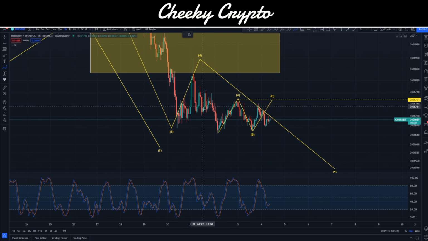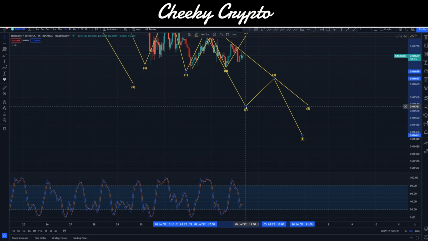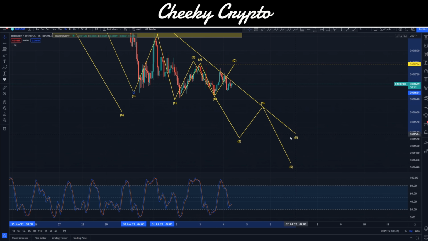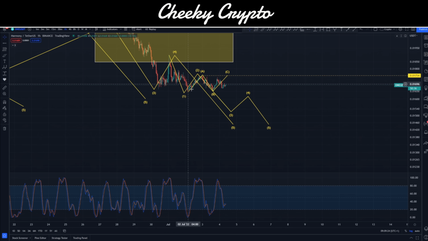Alternatively, what we've got is a leading diagonal inside here. This becomes 1, this becomes 2, we drop down into 3, 4, and then 5, taking us down a little bit deeper than maybe we were expecting. Okay, so there's a couple of options here. We don't know which one's going to play out just yet. So I think it's really quite a tough one.